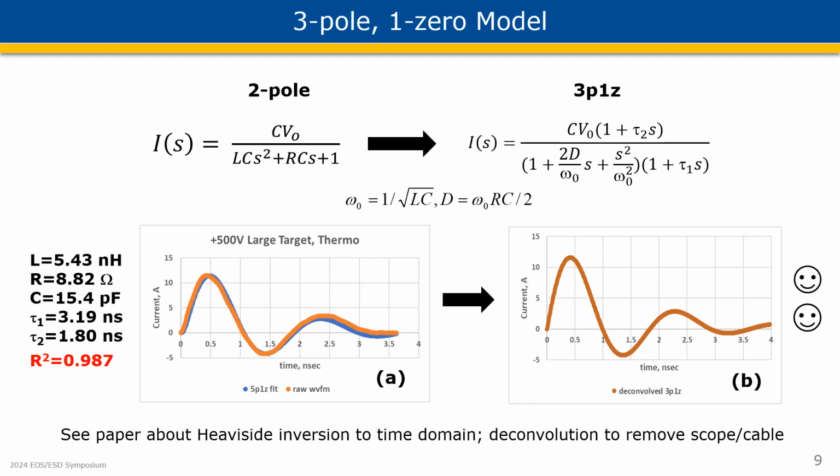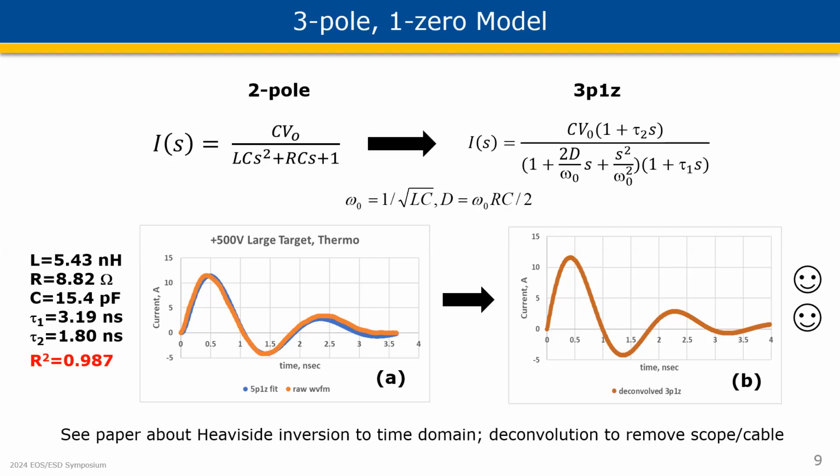Now, in order to go from frequency domain to time domain with a polynomial ratio like this, we do Heaviside inversion, an old technique available in math books, and converted that to the time domain, and then did optimization of the 4 parameters here, the D, the omega zero, and the 2 taus, after determining capacitance from integration of the current. The other thing we did as part of this process was to do some deconvolution on the waveform to remove dissipative effects by the scope and cable.